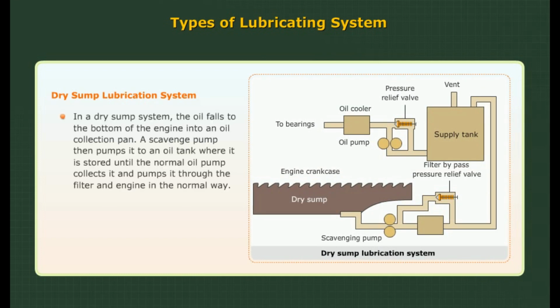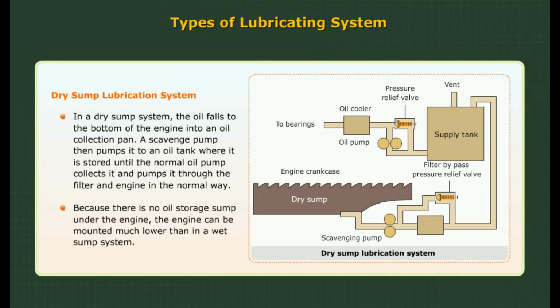Dry sump lubrication system. In a dry sump system, the oil falls to the bottom of the engine into an oil collection pan. A scavenge pump then pumps it to an oil tank where it is stored until the normal oil pump collects it and pumps it through the filter and engine in the normal way. Because there is no oil storage sump, the engine can be mounted much lower than in a wet sump system.